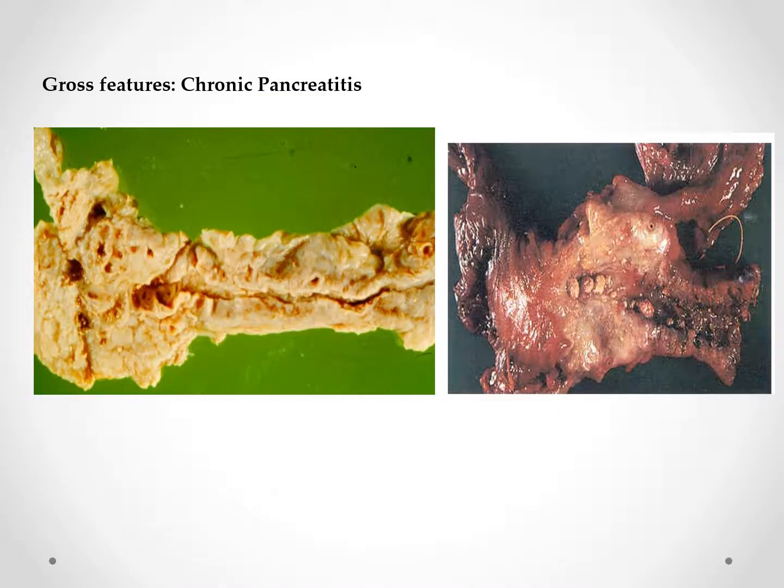This slide shows the gross appearance of chronic pancreatitis, in which the whole architecture of the pancreas changes, and we can see that the normal architecture of the pancreas is lost. It is replaced by fibrous tissue everywhere, as we can see here in another area. And this slide shows one cause of chronic pancreatitis, in which a stone has accumulated here in the pancreatic ducts.